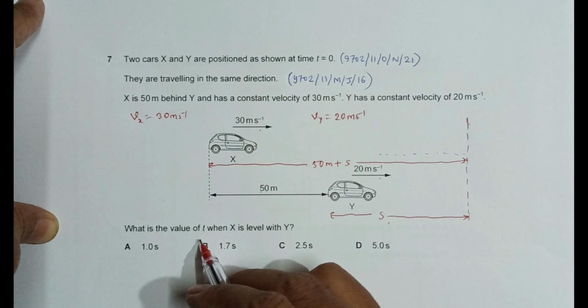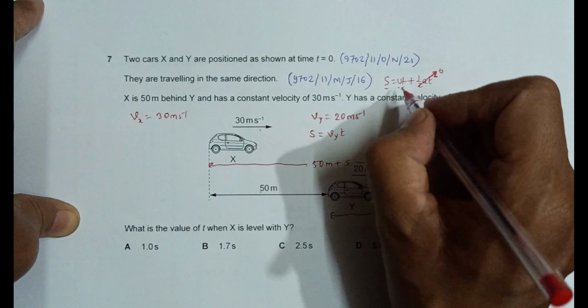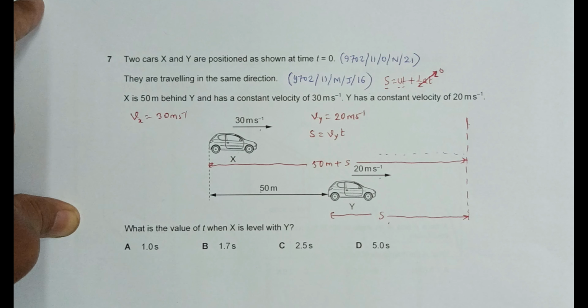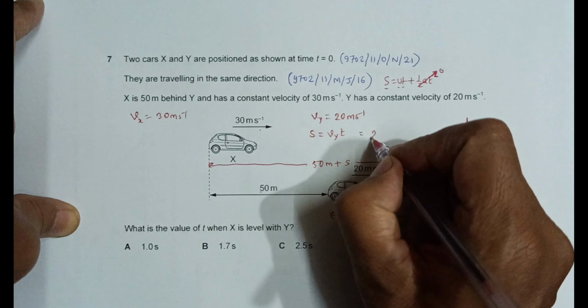So for y, the distance or displacement s should be equal to vy into t. When velocity is uniform, simply s equal to vy into t. It comes from this relation, s equal to ut plus 1 by 2 at square. When velocity is uniform, a is 0, so this term is 0, and s equal to u into t. So s equal to vy into t, and this will be equal to 20 into t, equation number 1.